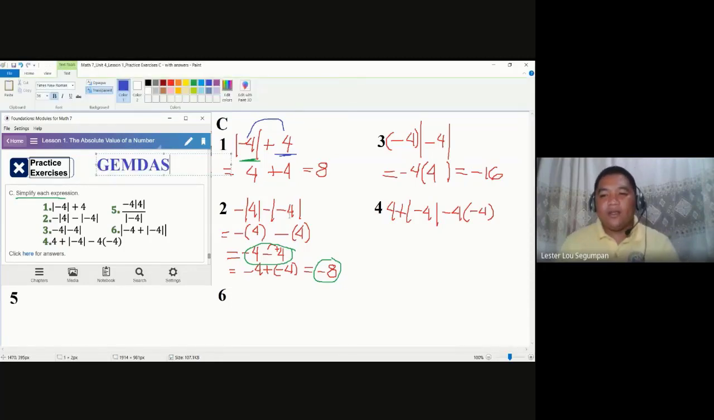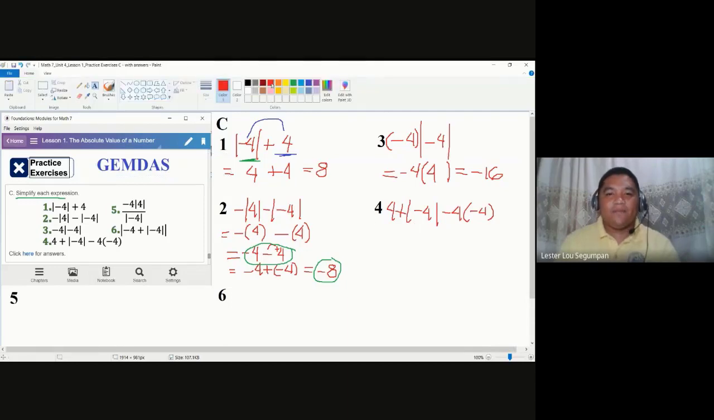Yes. Let's start with the grouping symbol here. Or you could also combine this, but let's just follow what we could express here in terms of GEMDAS. So you have here 4 plus the absolute value of -4, which is 4. And then minus the product of 4 and -4, which is -16.